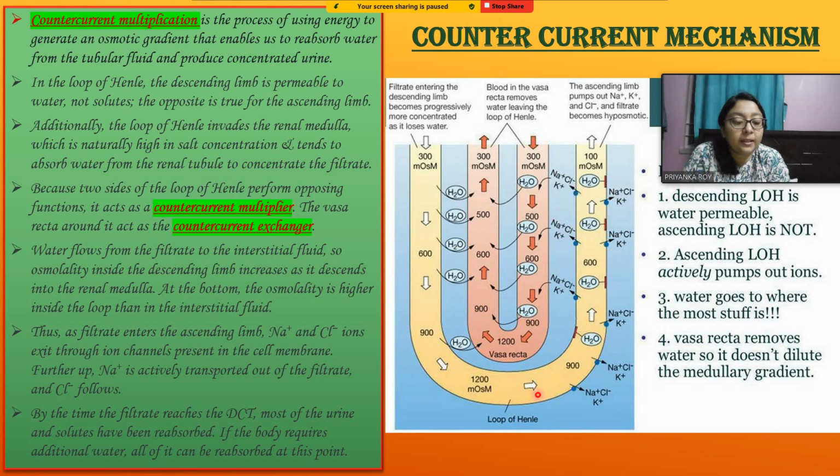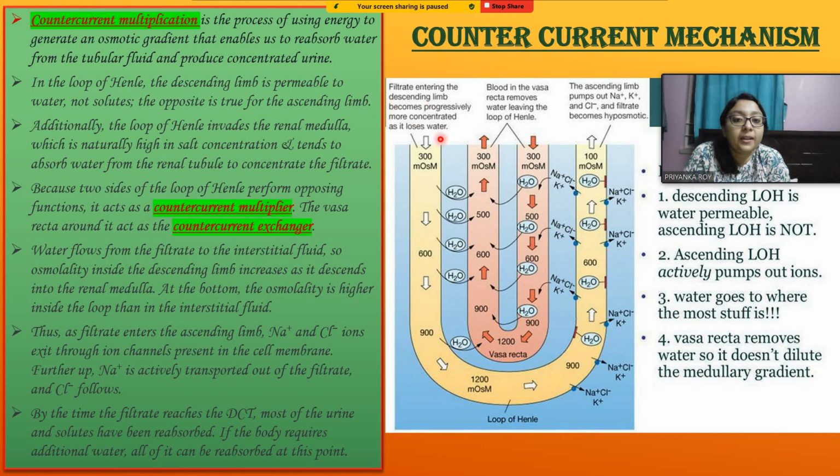Now the blood is again coming towards 900, 600 and 100, so the filtrate is constantly becoming dilute. The ions are actively transported out of the filtrate, and therefore by the time the filtrate reaches the DCT, most of the urine and solutes have been reabsorbed. If the body requires additional water, all of it can be reabsorbed at this point.